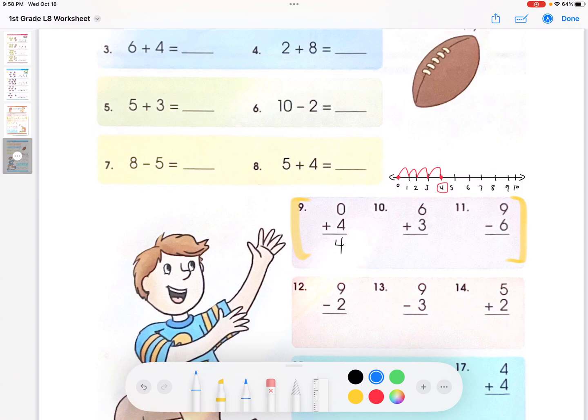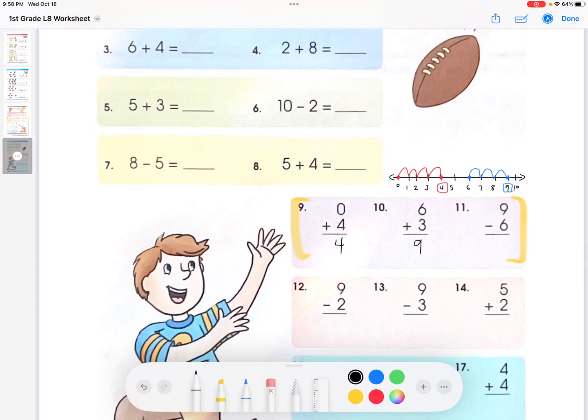So let's do number 10. Number 10 is 6 plus 3. And 6 plus 3, we're going to start at 6. We're going to move 1, 2, 3. And when we move up 3, we end up on the number 9. So our answer for 6 plus 3 is going to be 9.